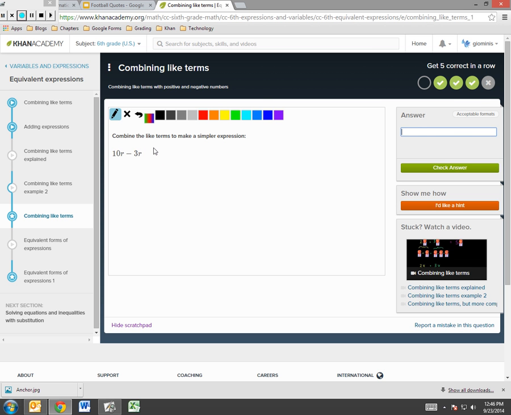Let's do another one. 10r's minus 3r's. Well, if I have 10r's, I take 3r's away. They're same terms, so that's just basic subtraction. 10 minus 3 is 7r.